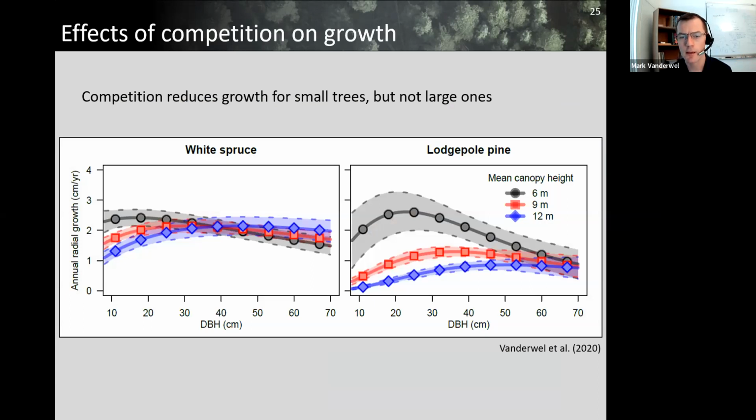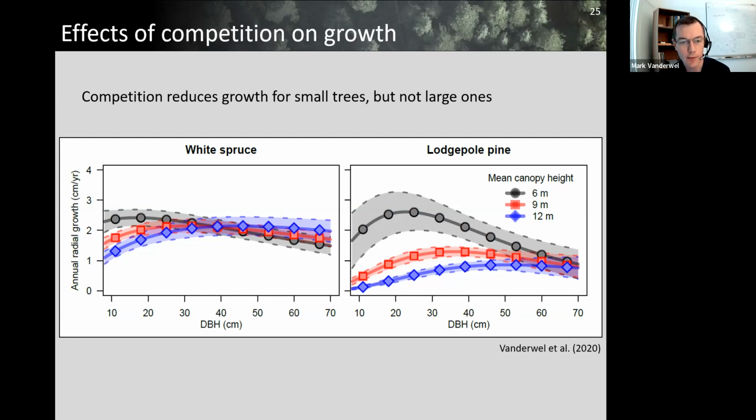And so these are the results that we got looking at white spruce and lodgepole pine. On these plots, the x-axis represents the tree's diameter, the y-axis represents their annual radial growth rate. The black line represents trees that are surrounded by a shorter canopy, and the red and blue lines represent trees that are surrounded by a taller canopy and are presumably subject to greater amounts of competition for light.